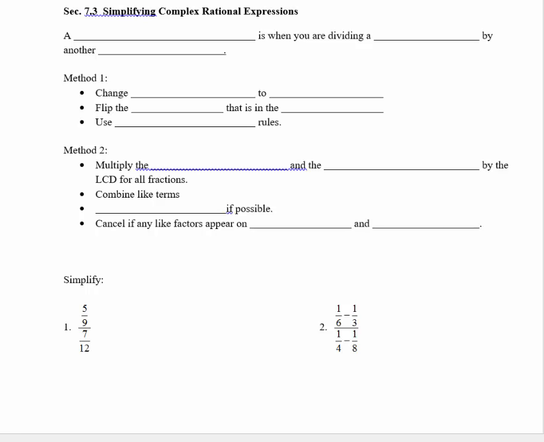Section 7.3, Simplifying Complex Rational Expressions. When you hear the word rational expressions, you should think fractions. Now, when students see the word complex, a lot of times they think that means difficult. Well, what that means in this section is that you're just going to have multiple fractions over multiple fractions. So that's what makes it complex.